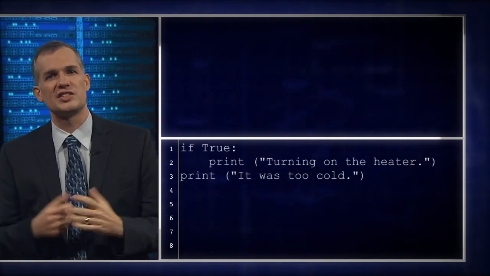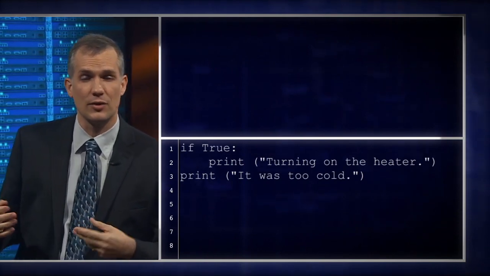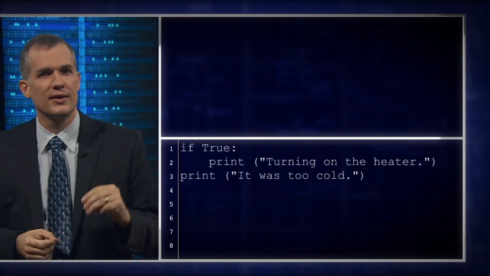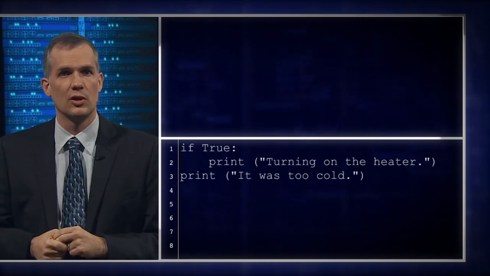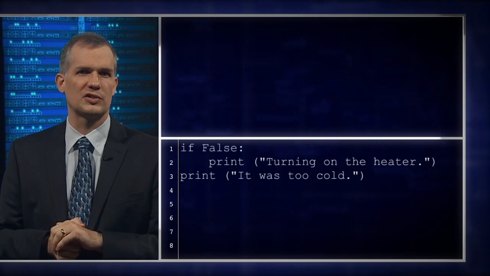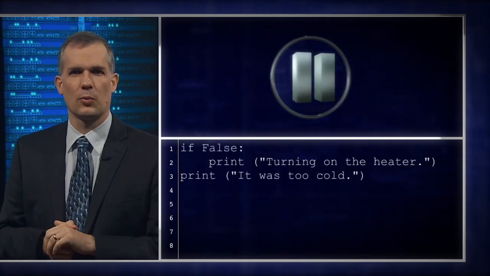Let's say that we didn't have the second print statement indented, that there's no tab, and it just lined up with the if. In this case, where the condition is true, we still get both lines output. But what if the condition were false? What do you think will happen here?